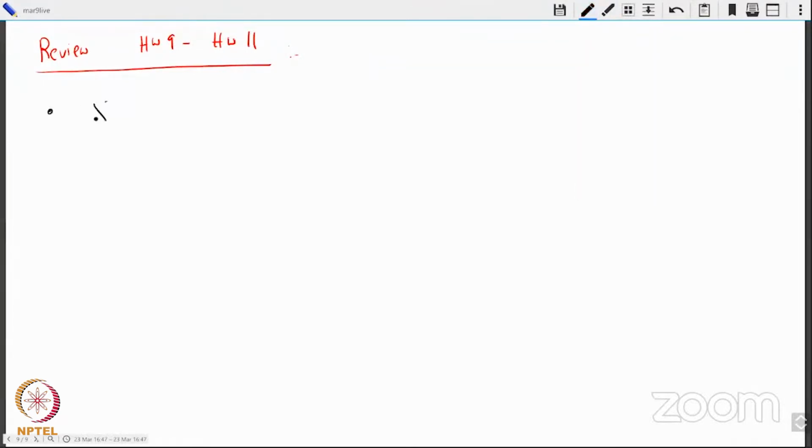So I had asked this question: X is normal 0, 1. I hadn't asked this particular question, but along these lines. Suppose Y was equal to 3X plus 4. Can you find the distribution of Y? What is the distribution of Y?